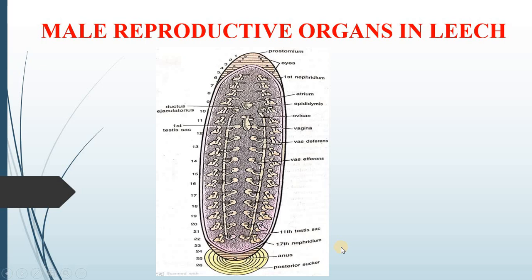Leeches are hermaphrodite, monoecious, that is, each individual possesses a complete set of well differentiated male and female reproductive organs. Self fertilization does not occur. Cross fertilization preceded by copulation is effected.